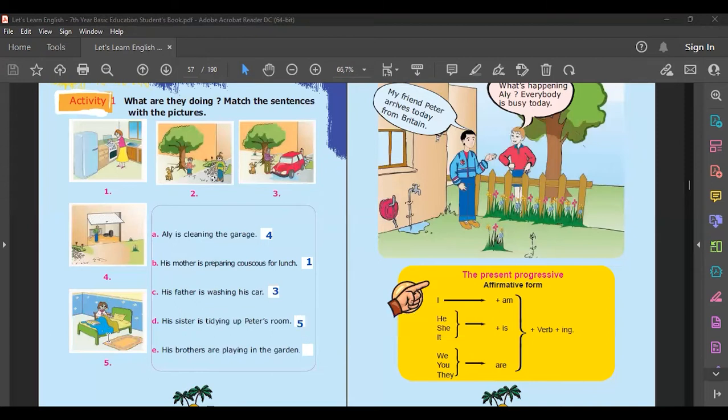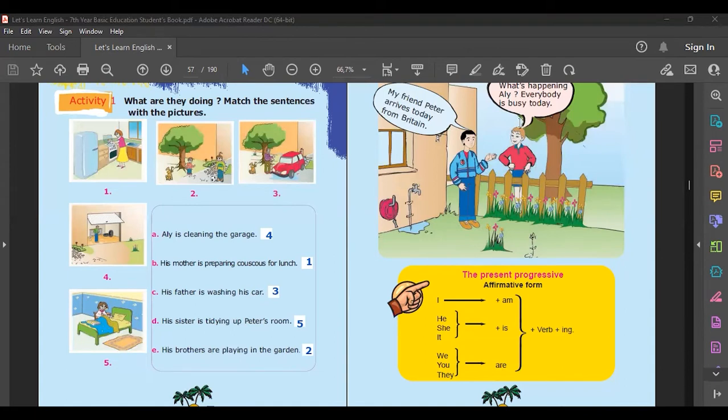E: His brothers are playing in the garden. So it's picture 2. So we have A, Ali is cleaning the garage; B, his mother is preparing couscous for lunch; C, his father is washing his car; D, his sister is tidying up Peter's room; E, his brothers are playing in the garden. Let's move on to the next page.